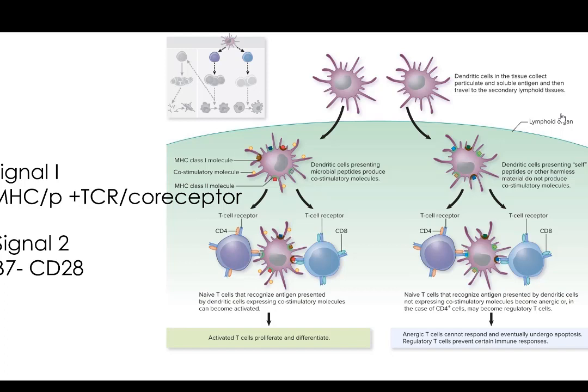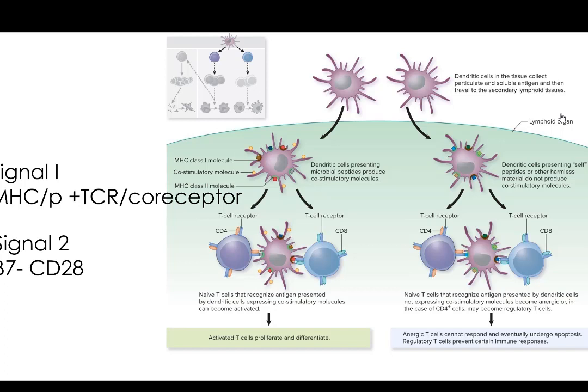All naive T cells will have a T cell receptor and a co-receptor, depending on what flavor you are. You will also always express the CD28 molecule so that you can be activated anytime there's a B7 in your presence. All T cells express CD28. Only activated antigen-presenting cells present B7.